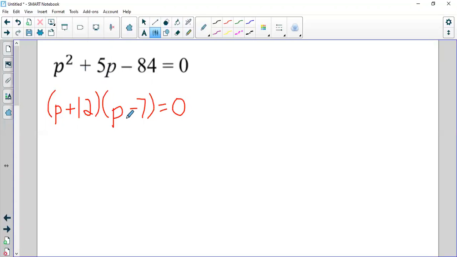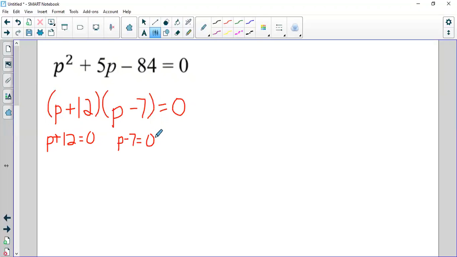And now I have 2 separate factors that multiply to make 0. The zero product property says that one of these 2 factors must equal 0 for the multiplication product to be 0. So I will take each factor and separate it into its own separate equation equaling 0. p plus 12 could be 0, and if not, then p minus 7 has to be 0.